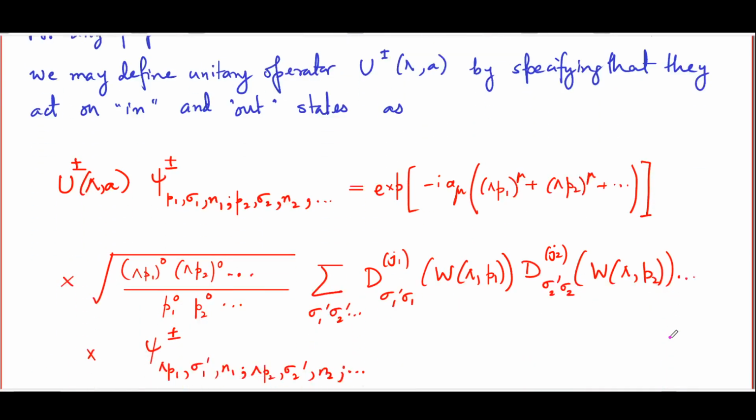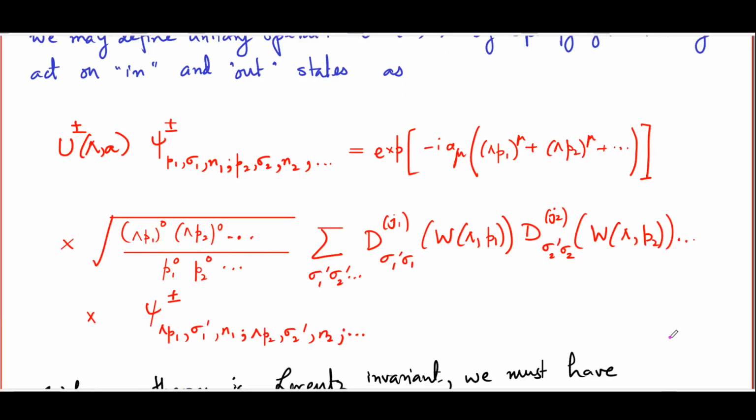So, from the theory that we have studied extensively in previous lectures, we know that when either of U plus or U minus (Λ, a) act on Ψ plus/minus with these particle labels p1 σ1 n1, p2 σ2 n2 and so on, the result is a linear superposition of lots of states. The p's all change to Λp's, so p1 becomes Λp1, p2 becomes Λp2 and so on. The translation a causes this phase factor to come in, e to the minus i a_μ times Λp1's μth component plus Λp2's μth component and so on.